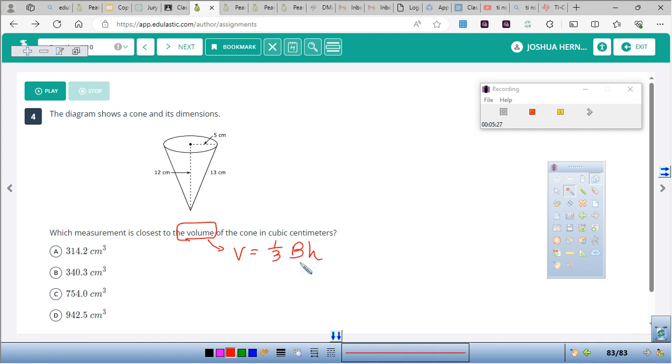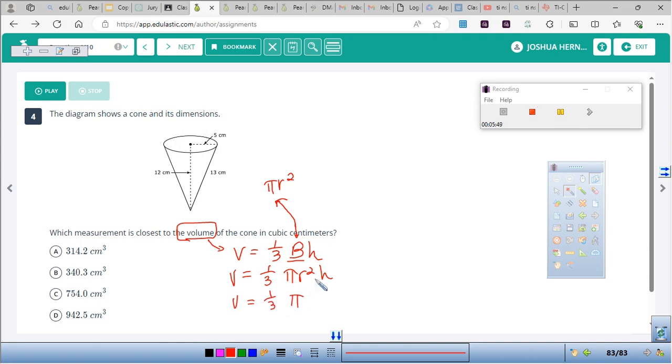One-third BH. Big B is your area of the base, which in this situation we're talking about the circle. So how do you get the area of a circle? Area of a circle would be pi radius squared. So your volume is equal to 1/3. This one no longer is B. We're going to change it to pi radius squared times your height.